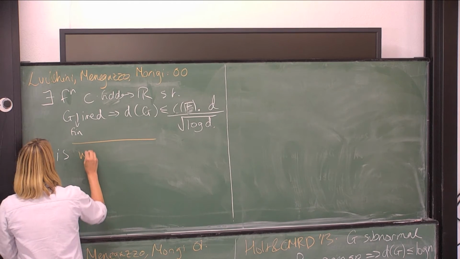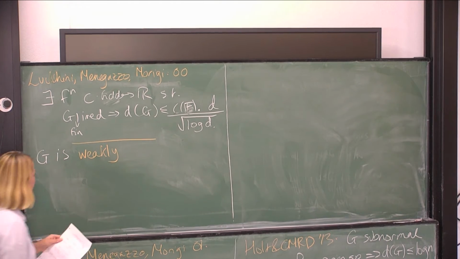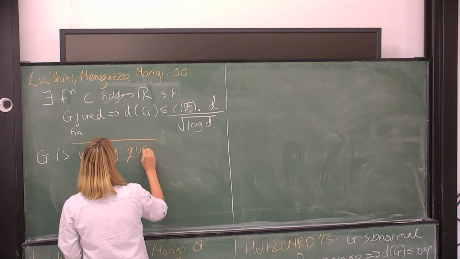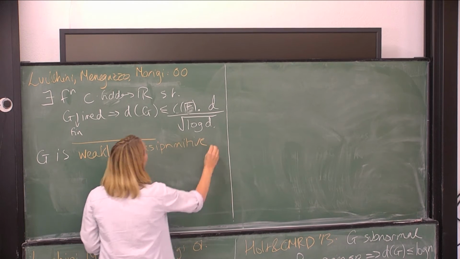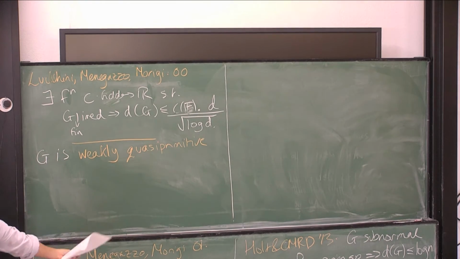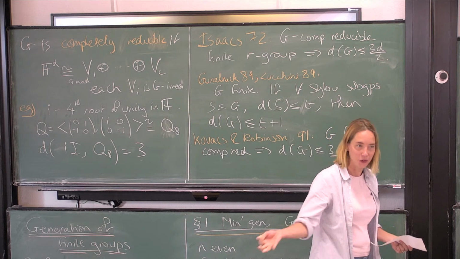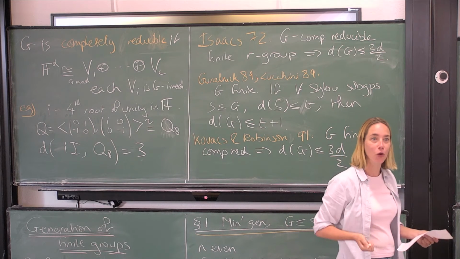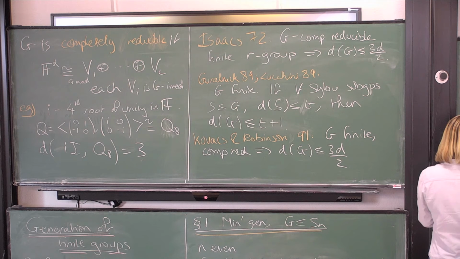Right, here's a horrible looking definition. I'll write it up and then I'll talk to you about how to think about it. G is weakly quasi-primitive. You can think of this as a wide generalization of primitive. It's another generalization of primitive, but in the context of linear groups, not permutation groups. We've seen also generalizations of primitive for perm groups. So what is this generalization?